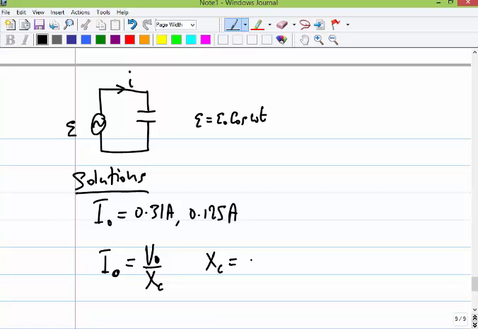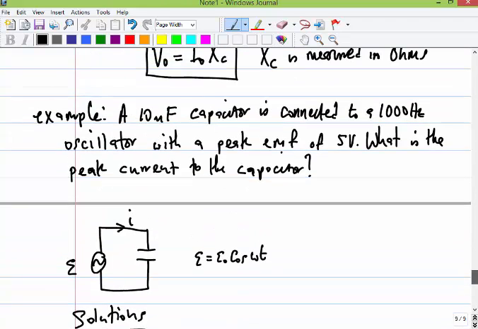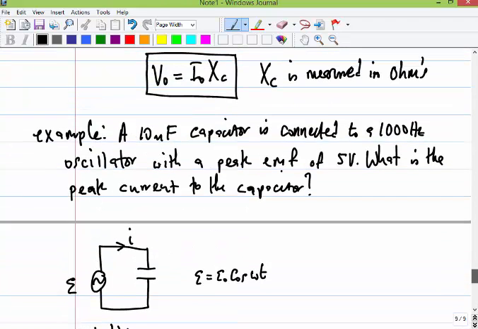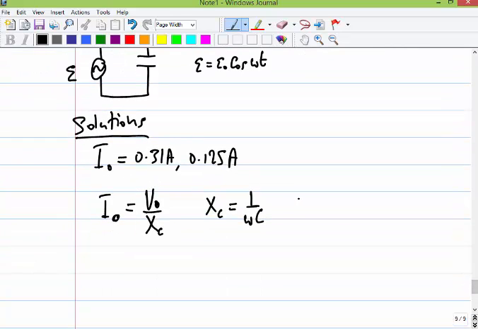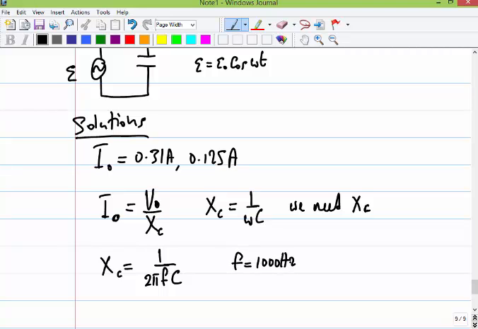So XC is equal to 1 over omega C. We already know the peak voltage. The peak voltage is 5 volts, so we already know that. So we need to find XC. XC can be found by taking 1 over omega, which is 2 pi F times C, and F is equal to 1 kilohertz or 1,000 hertz.